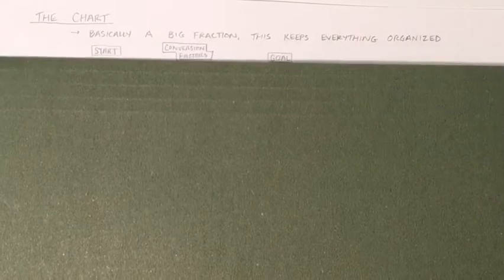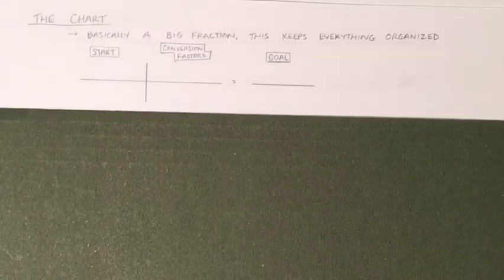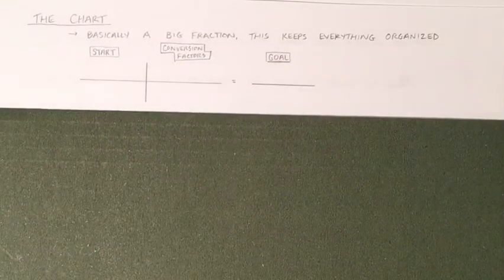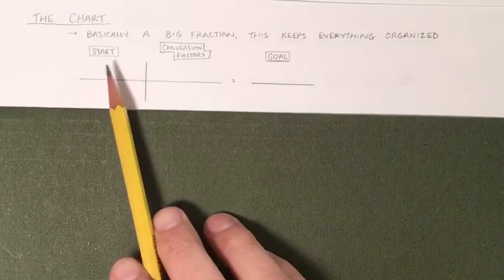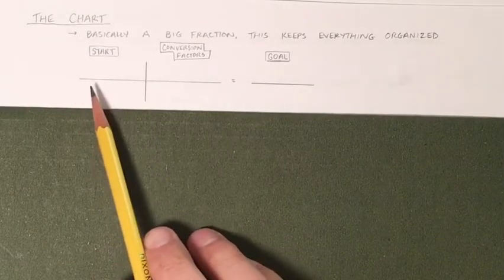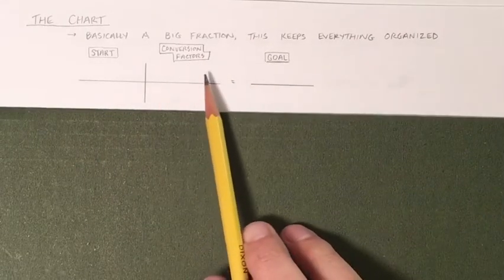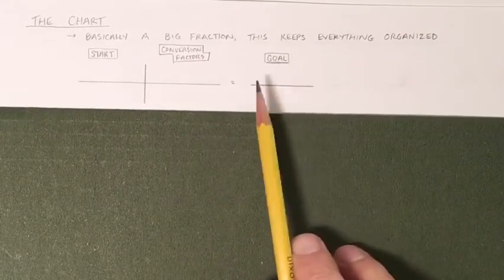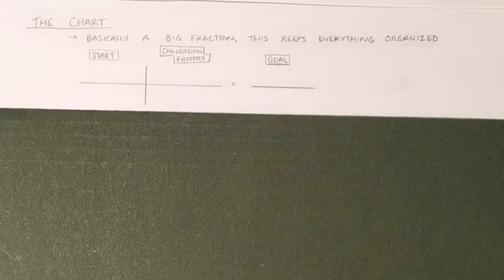Okay, so next part: how to use the chart. Basically it's a big fraction. It keeps everything organized. This is a blank dimensional analysis chart right here. I have some things labeled where our start unit and number will go, where we'll line up conversion factors, and where we put our goals so we know where we're headed when we're using a dimensional analysis chart.